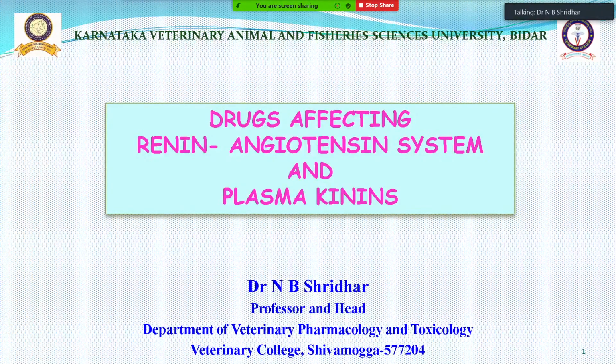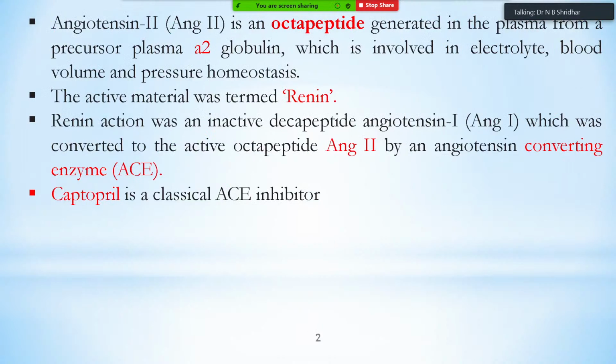So the drugs which are going to affect the renin-angiotensin system can be used as antihypertensive drugs, and many drugs are there which are very commonly used in clinical practice. Coming to the first one, how it is synthesized, etc. Angiotensin 2 is an octapeptide generated in the plasma from the precursor plasma globulin, which is involved in electrolyte, blood volume, and pressure homeostasis.